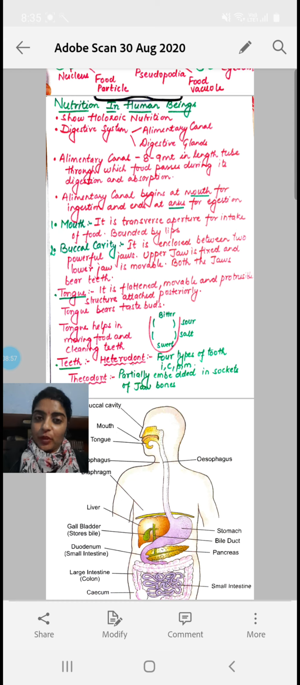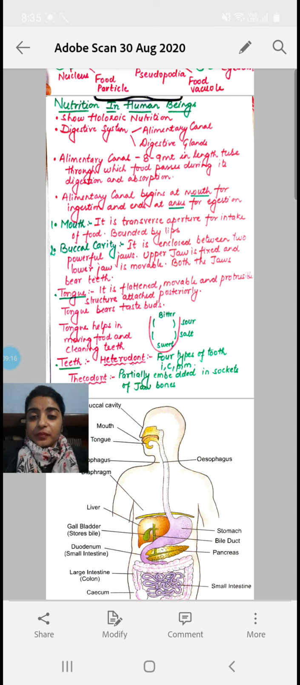Ingestion starts from the mouth and egestion happens at the anus. So the first step was ingestion and the last step in holozoic nutrition is egestion. So the process of nutrition starts from the mouth and ends in the anus.